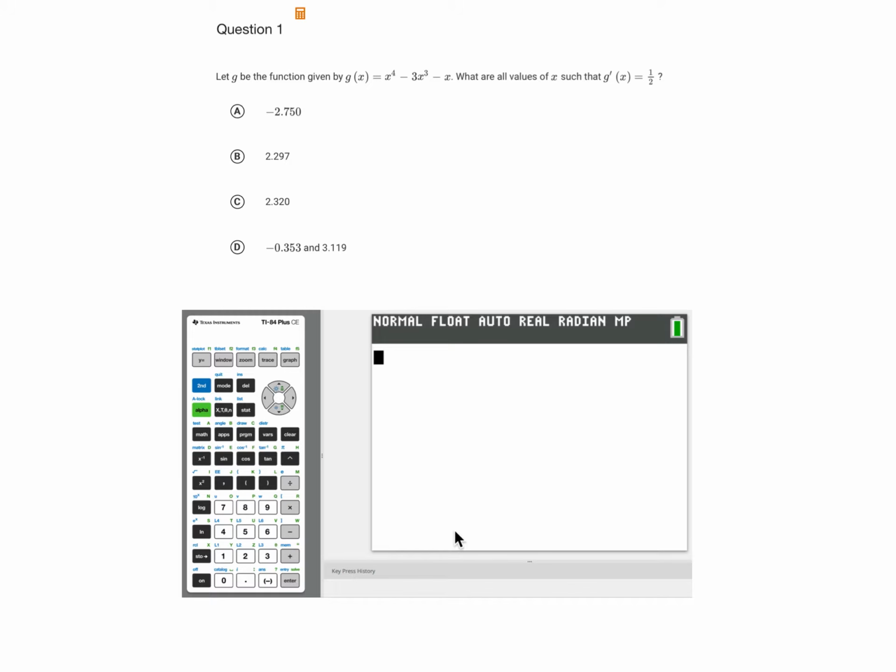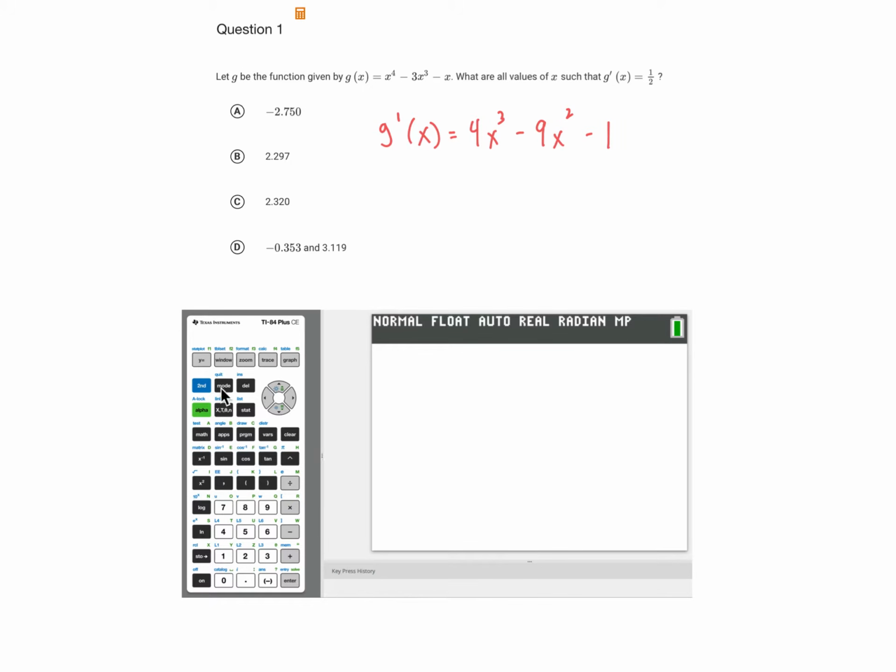So first they say let g be the function given by g of x equals x to the fourth minus 3x cubed minus x. They give some random function and ask, what are the values of x such that the derivative of g equals a half? Okay, so two ways. Since this is just a polynomial function, you could actually just find the derivative of g by hand. Okay, and then we want to know when does this equal a half?